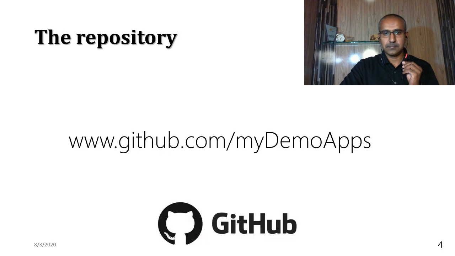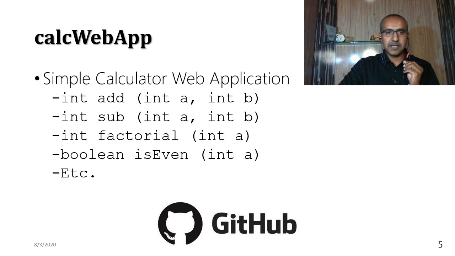The repository that I'm going to use for this demonstration is available at github.com/mydemoapps. It's a simple calculator web application. It has methods like add, subtract, calculate factorial. There's a method called isEven, which tells whether a given integer is even or not. Let's get started with the practical demonstration.